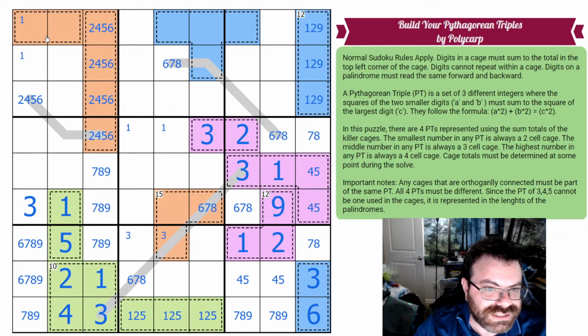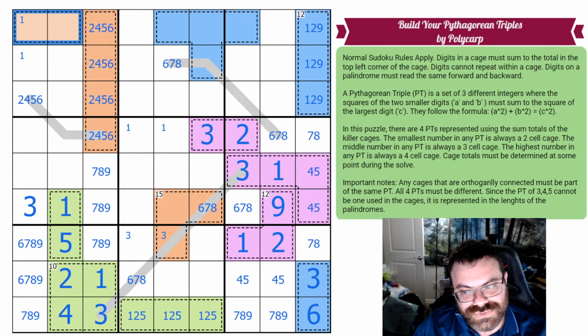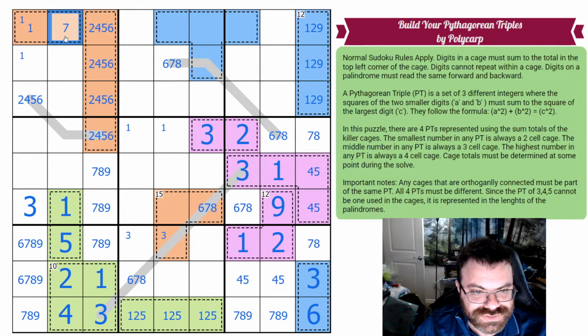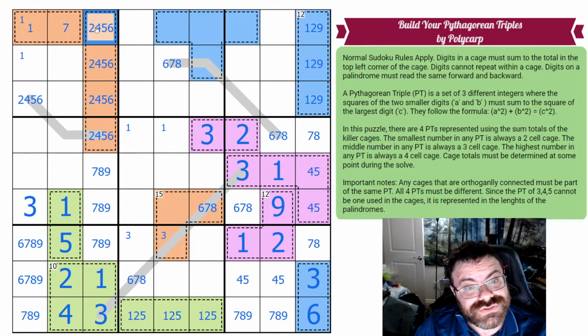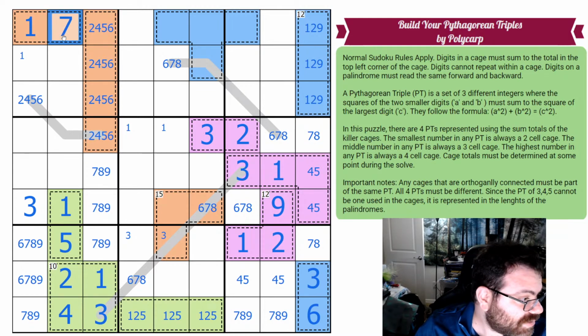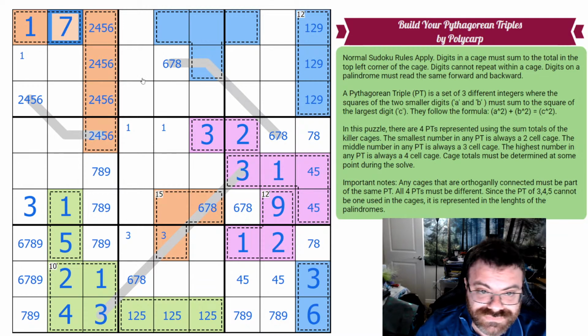And then 8 and 2, without 2, 4, 5, 6, we could be 1, 7, which would go this way. We can't use 2... wait, what am I adding to? 8? I can't do 3, 5... I think that's it. So this is a 1, 7. Just to double check, it's 8, 15, 17, yeah. So now orange is done.